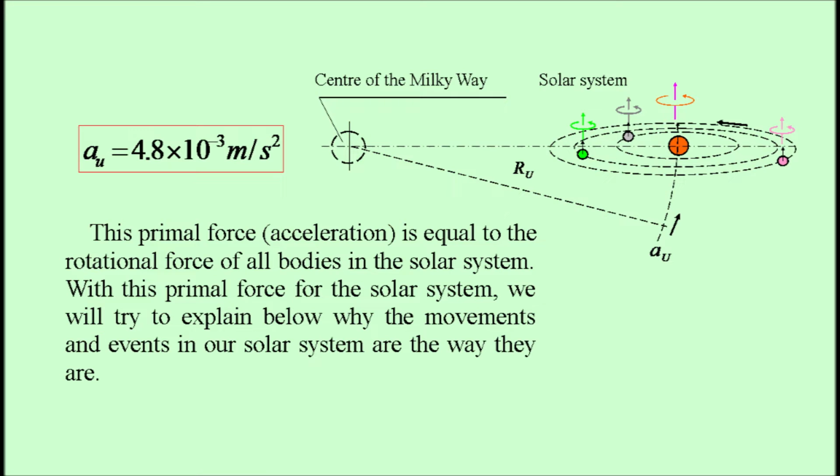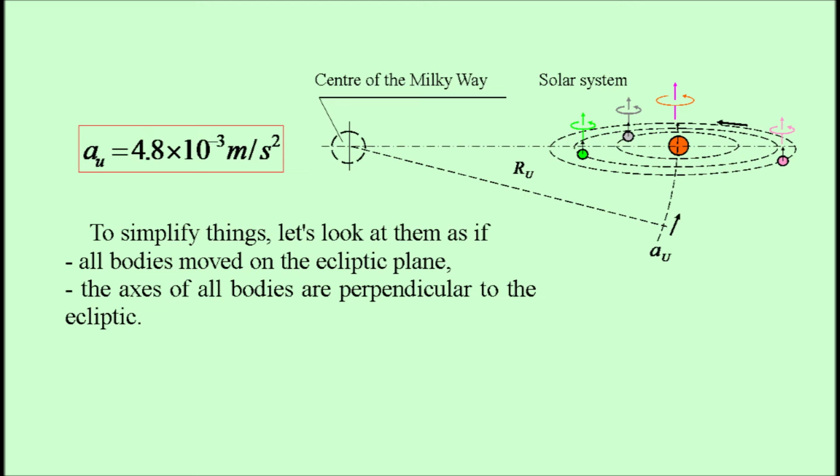With this primal force for the solar system, we will try to explain below why the movements and events in our solar system are the way they are. To simplify things, let's look at them as if all bodies moved on the ecliptic plane. The axes of all bodies are perpendicular to the ecliptic.